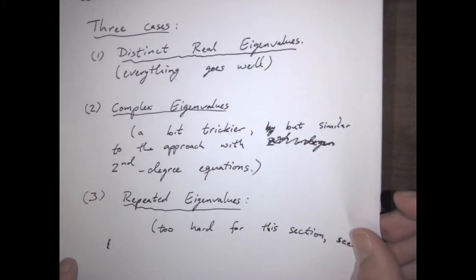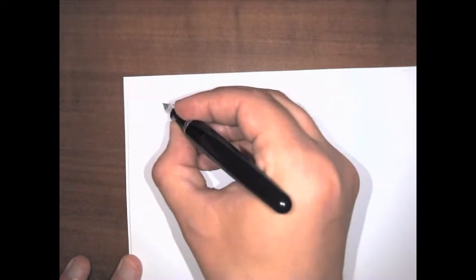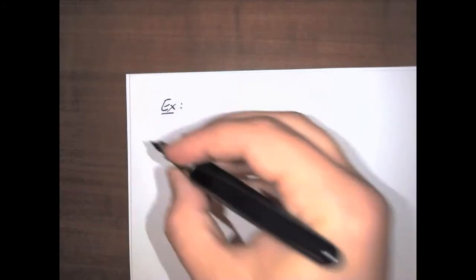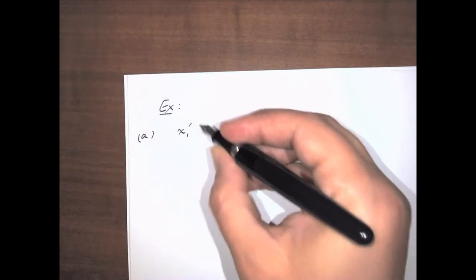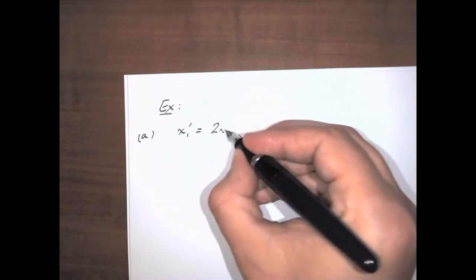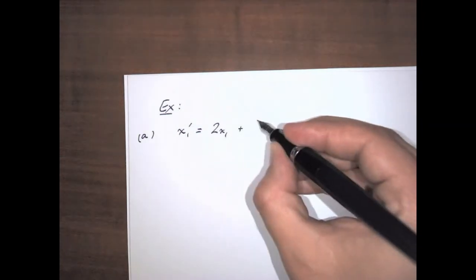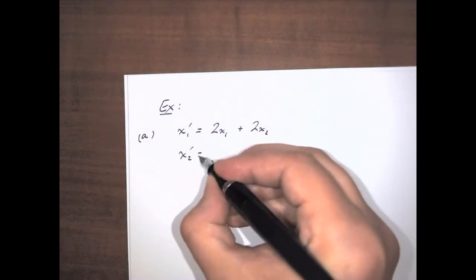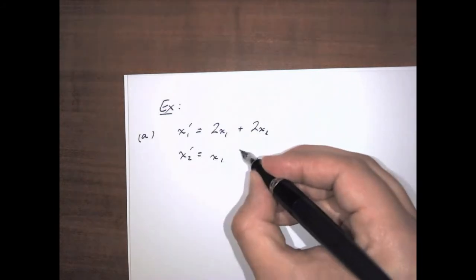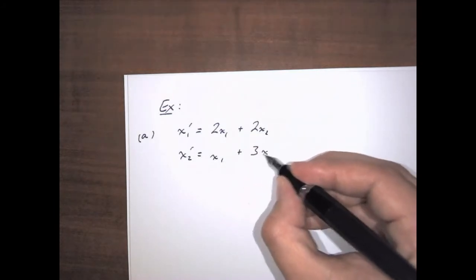So let's see what to do. So first case, the distinct real eigenvalues. So distinct real eigenvalues. Let's try this one. x1 prime equals 2x1 plus 2x2. x2 prime is equal to x1 plus 3x2.